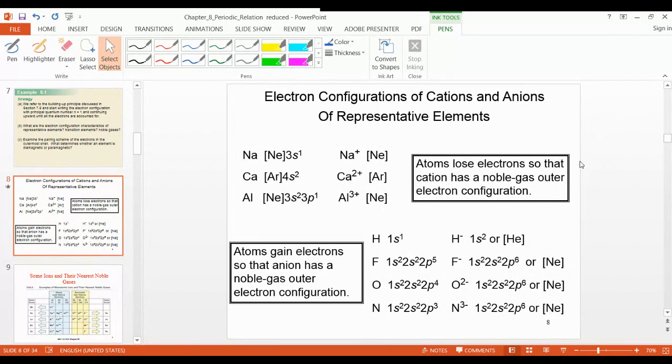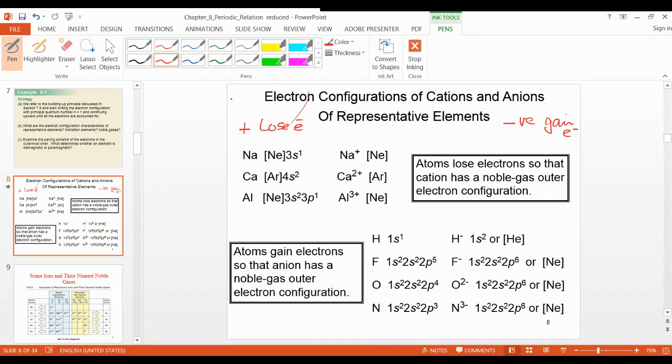Now, electronic configuration of cation and anion of representative elements. Representative means metal and non-metal both. For the cation, the positive charge means losing electrons. Negative charge means gaining electrons. Remember that. Whenever you get one positive charge, it means one electron lost. If you have two positive charges, it means two electrons lost. If you have one negative, it means one electron gained. If two negative, two electrons gained.